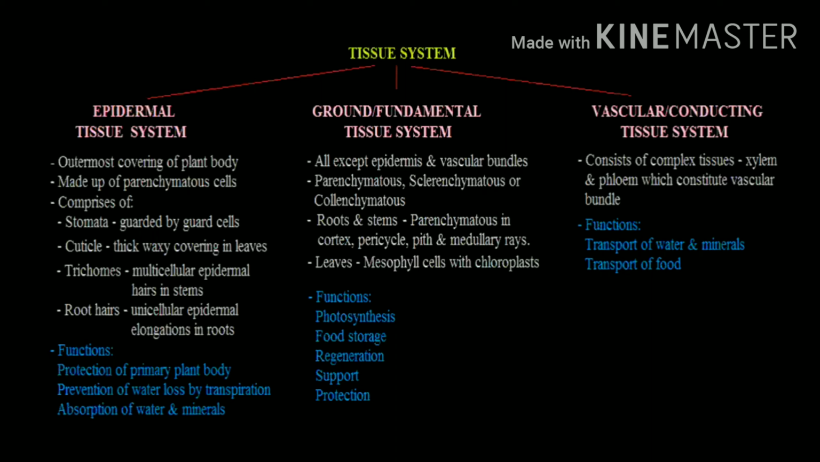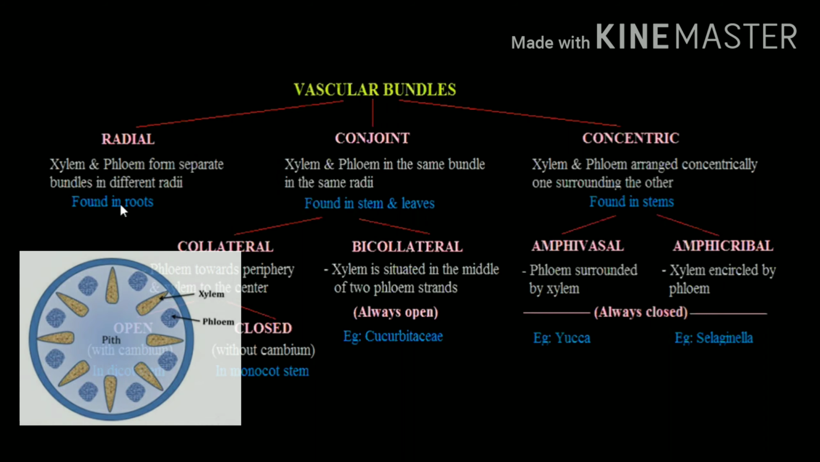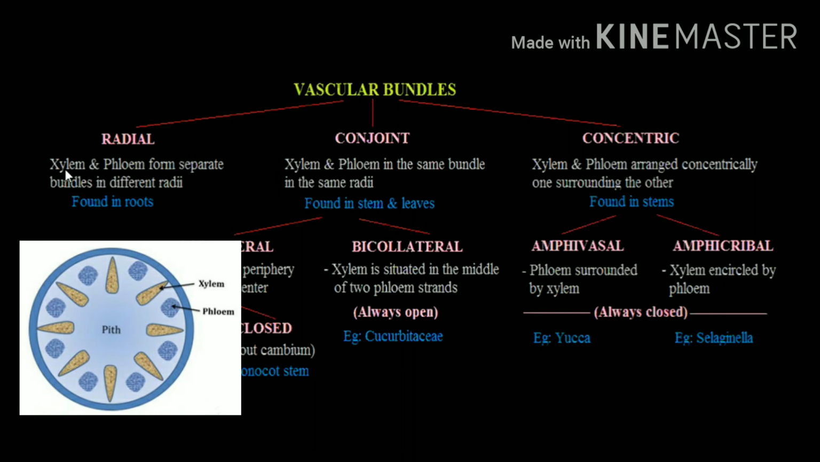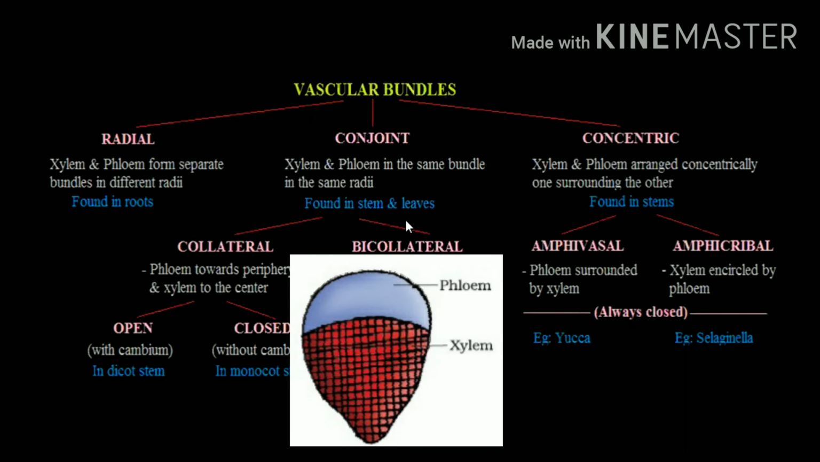Moving on to the vascular bundles and their classification. Vascular bundles are broadly classified into radial, conjoint, and concentric. The radial type of vascular bundle is commonly found in roots, in which you can see the xylem and phloem form separate bundles in different radii. Conjoint is the most common type, which is found in the stem and the leaves. What is conjoint? Xylem and phloem in the same bundle and on the same radius.